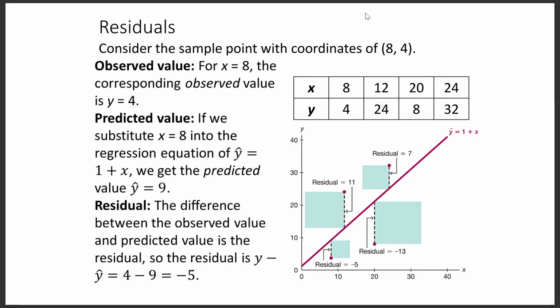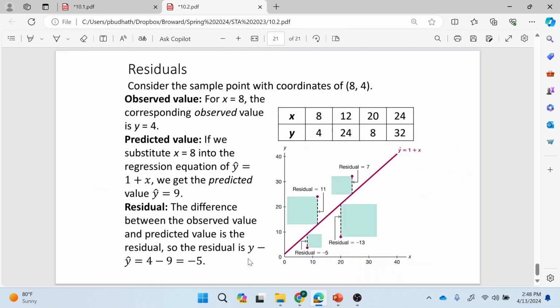For example, this is the data between x and y, and we somehow found this regression line y cap equals 1 plus x. As you can see here, the observed value of y for x equal 4 is 4. But if we use this line, if x is 4, the y value would be 5. You see there is a difference, 4 and 5. When x is 8, the value of y is supposed to be 9 from the prediction, but the value of y given here is 4. So there is a difference, 4 minus 9. This difference is called residual.